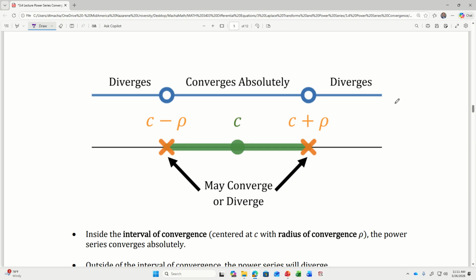This is not a big concern for us in differential equations. In calculus 2, I would probably have the students test whether the power series converges at the endpoints. But it might converge, it might diverge. It doesn't have to converge absolutely, but it could still converge possibly. Things could be different at the endpoints. But at least we know what happens inside and what happens outside of that interval.